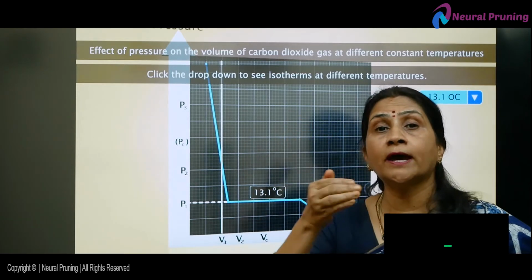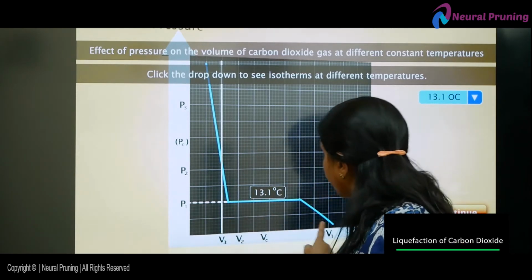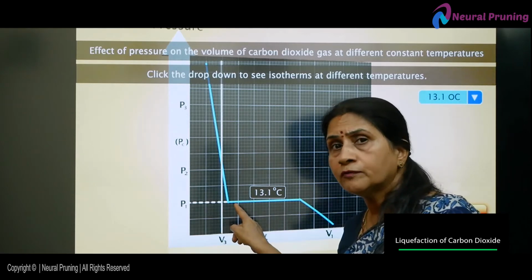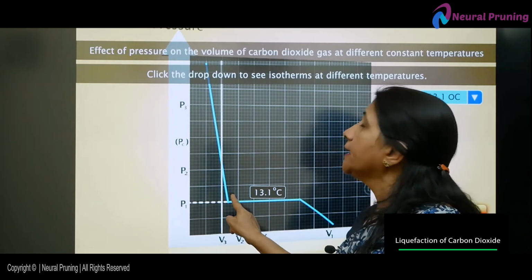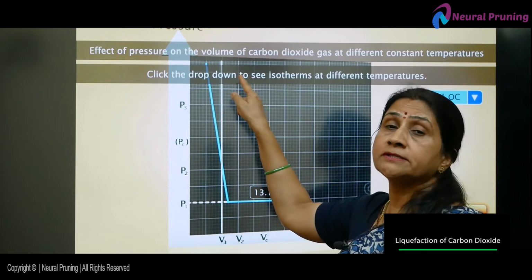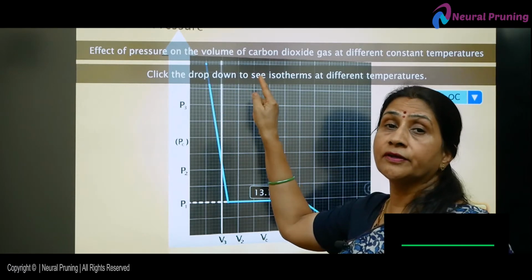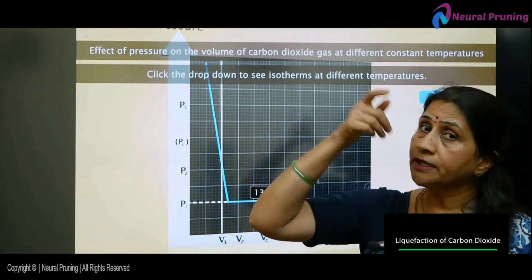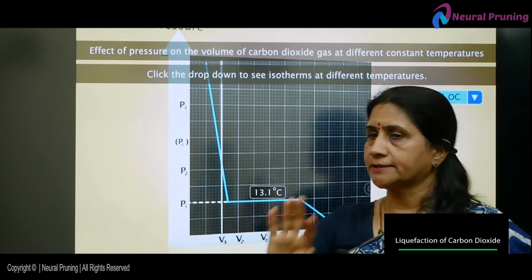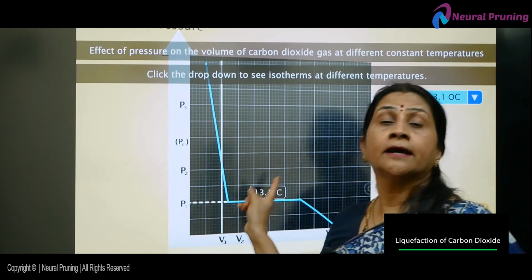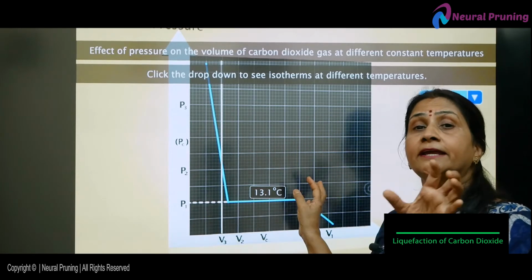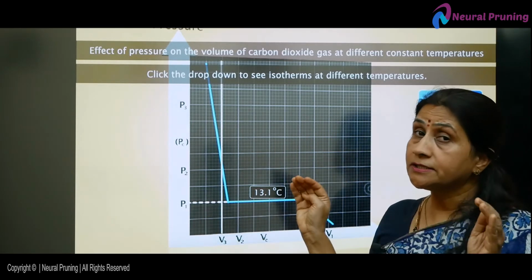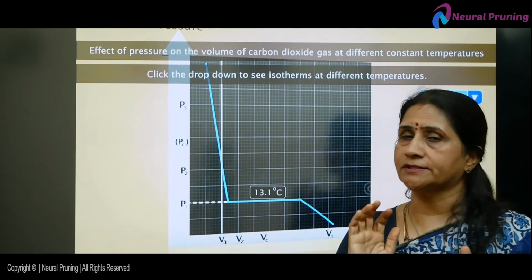As a result, the volume value decreases. In comparison, the volume here is low, and that's why the pressure is shooting up. That means the pressure increases as the volume decreases. Pressure increases, volume decreases. That's how we explain this curve. The curve indicates all those things. It is giving a lot of information to us.